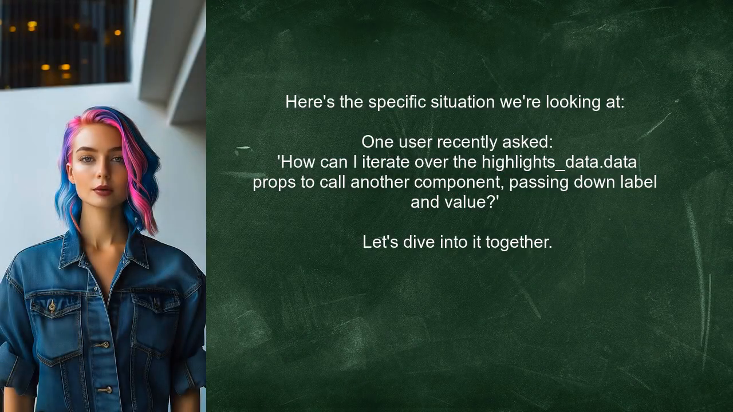Here's the specific situation we're looking at. One user recently asked, how can I iterate over the highlights data.data props to call another component, passing down label and value? This is a common question, so let's dive into it together.